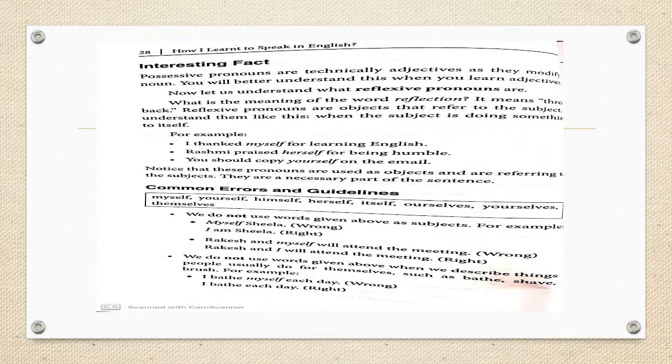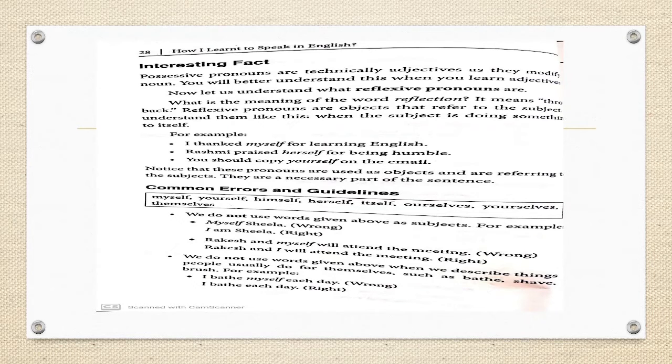So let's talk about the interesting facts about pronouns. Possessive pronouns are technically adjectives as they modify nouns. You will better understand this when you learn adjectives. Now let us understand what reflexive pronouns are. What is the meaning of the word reflection? It means throwing back. Reflexive pronouns are objects that refer to the subject. Understand them like this: when the subject is doing something to itself.